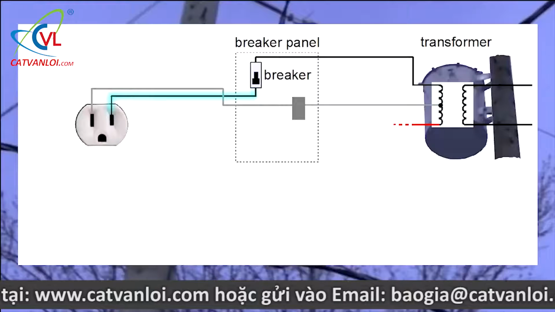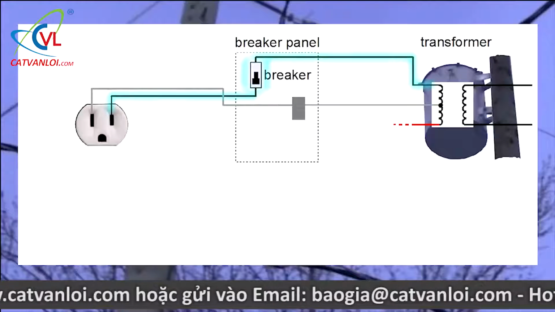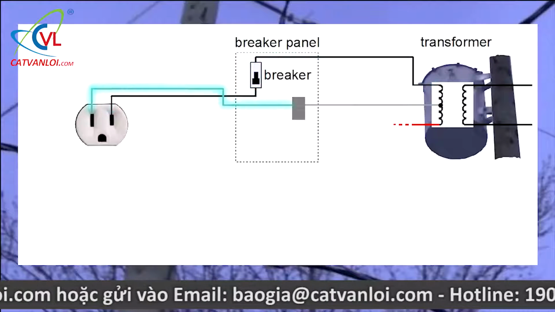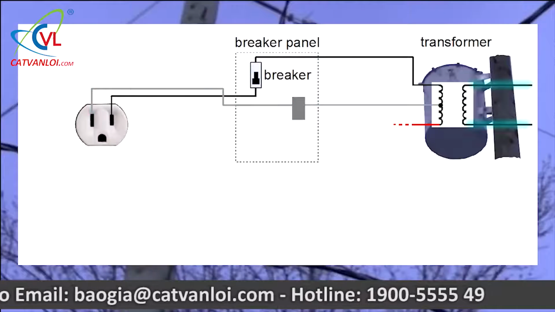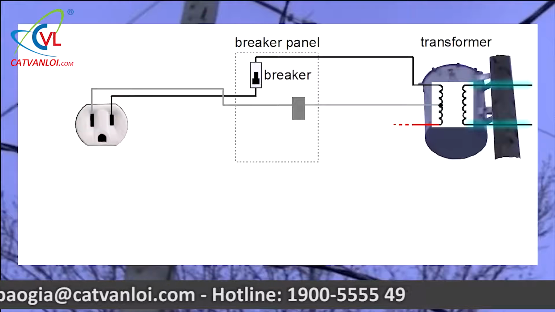This is the path for the hot, or black wire, to the breaker and out to the transformer. And this is the path for the neutral, or white wire, through the breaker panel and out to the transformer. The other side of the transformer is what continues on to the generating station.